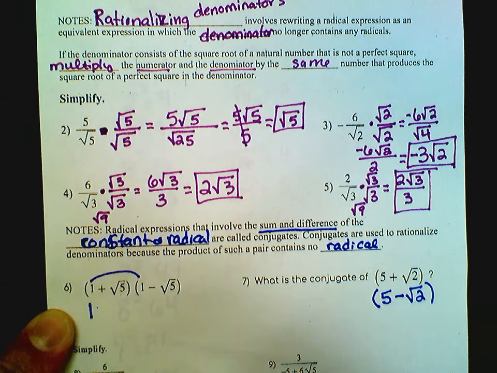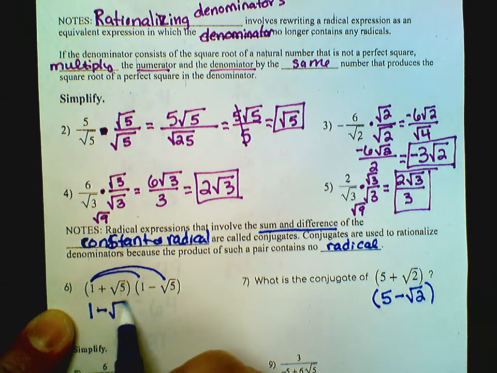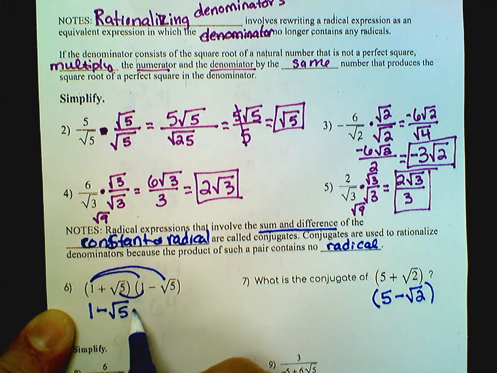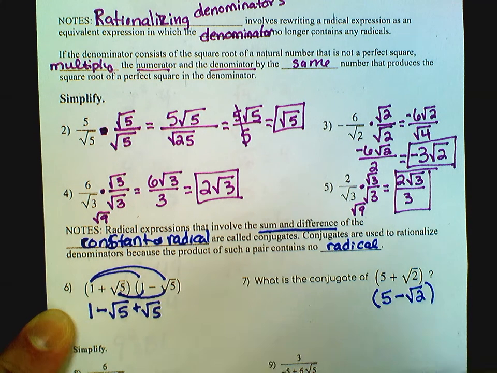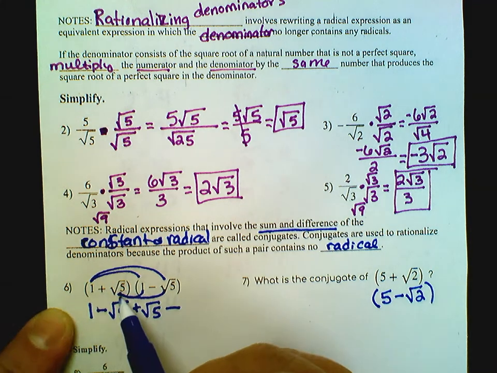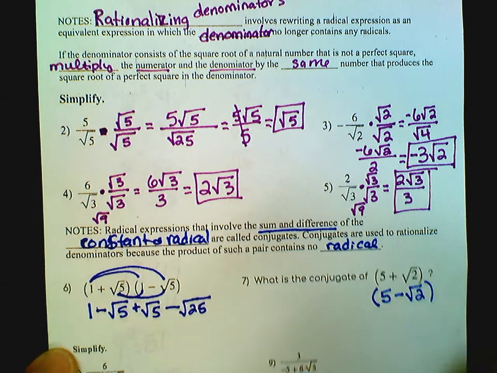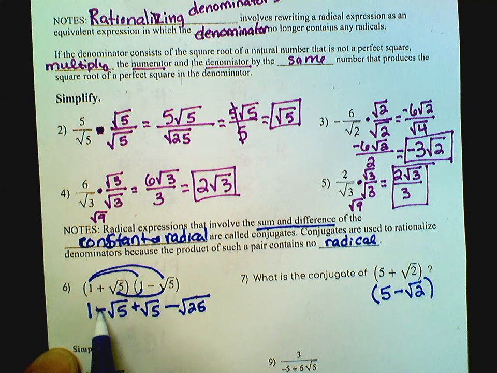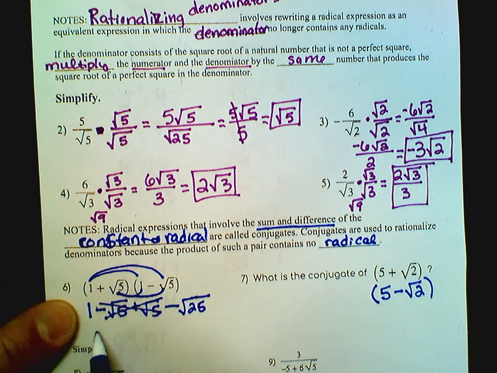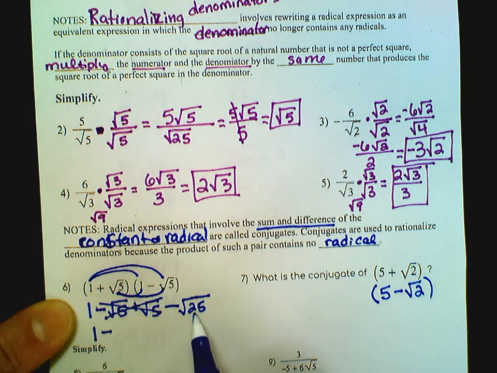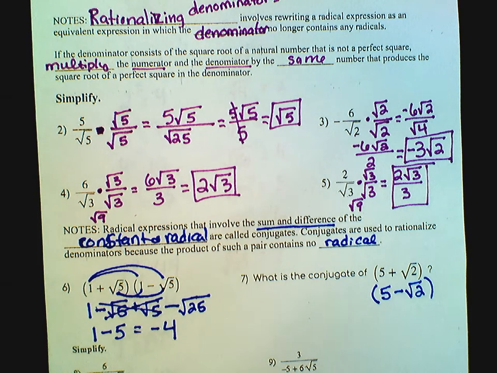1 times 1 is 1. 1 times the negative square root of 5 is the negative square root of 5. 1 times the square root of 5 is the square root of 5. And the square root of 5 times the negative square root of 5 is the square root of 25. So I have a negative square root of 5 plus the square root of 5, which is 0. I have 1 minus the square root of 25, which is 5, which ends up being negative 4.